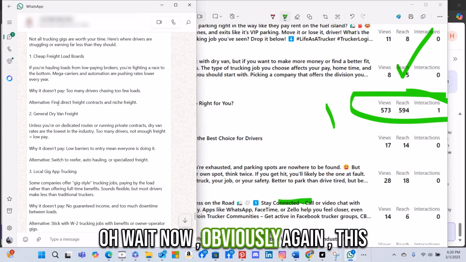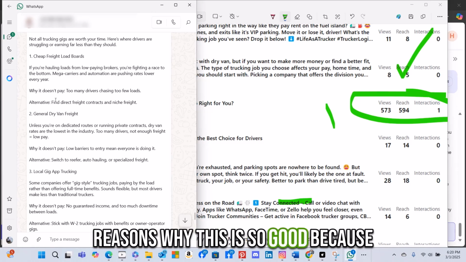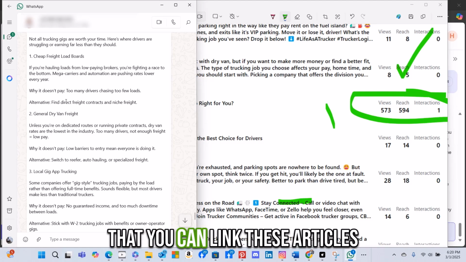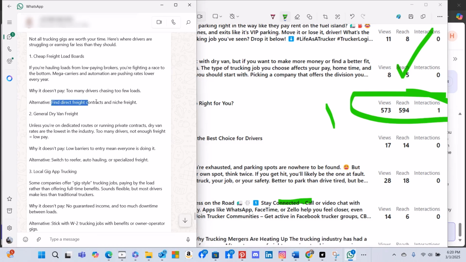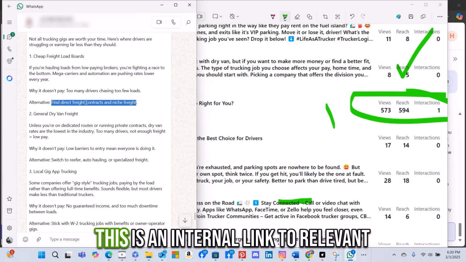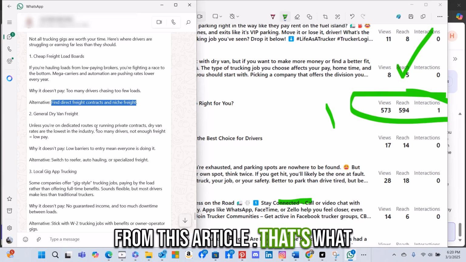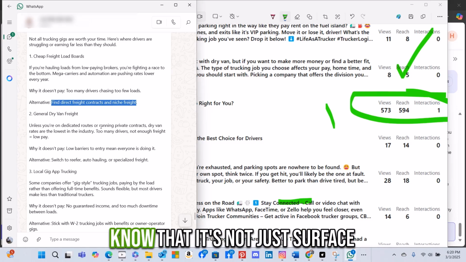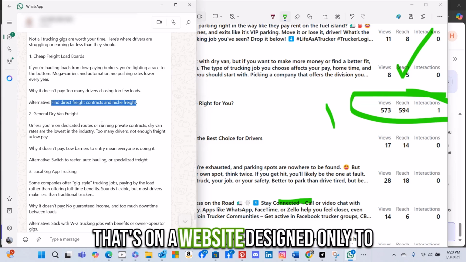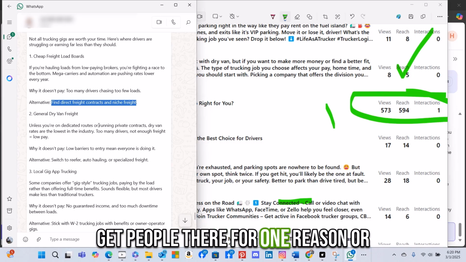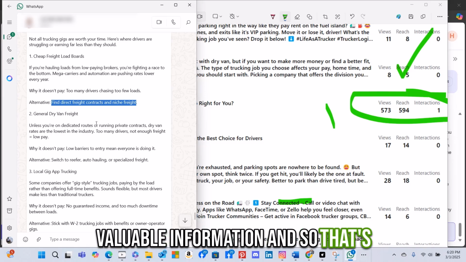Now, obviously, there are levels to this. This is one of the reasons why this is so good, because that also means that you can link these articles together. This article can link to the next one right here. And when you're talking about SEO, this is an internal link to relevant content. It goes more in depth from this article. That's what Google likes to see. That lets them know that it's not just a bunch of unrelated surface information on a website designed only to get people there for one reason or another. It's actually there to deliver valuable information. And so that's going to make it rank higher.